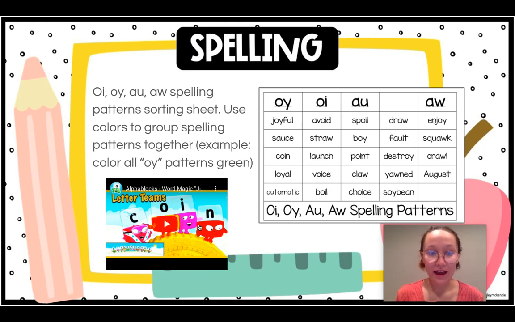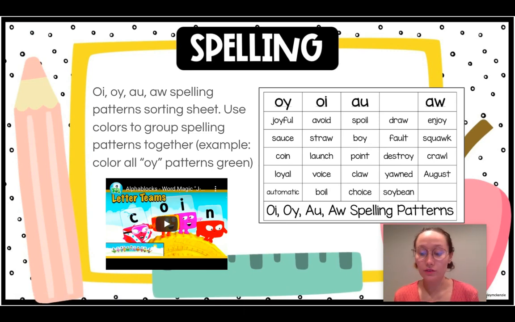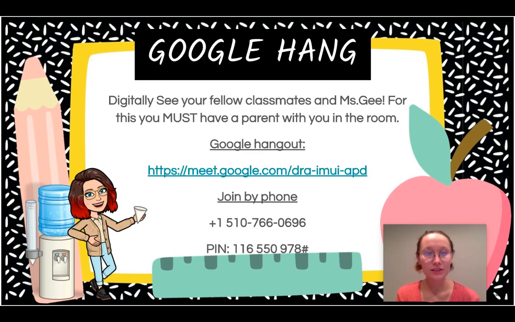Also, there's an Alpha Blocks video here on those OI sounds, and we've seen Alpha Blocks before. So if you'd like, you can click on that and learn a bit about those vowel patterns we're going to be working on. After that, we have our drawing club for Google Hangout. If you'd like to bring a piece of paper with you to Google Hangout today, you can do that and join us in our drawing endeavors.